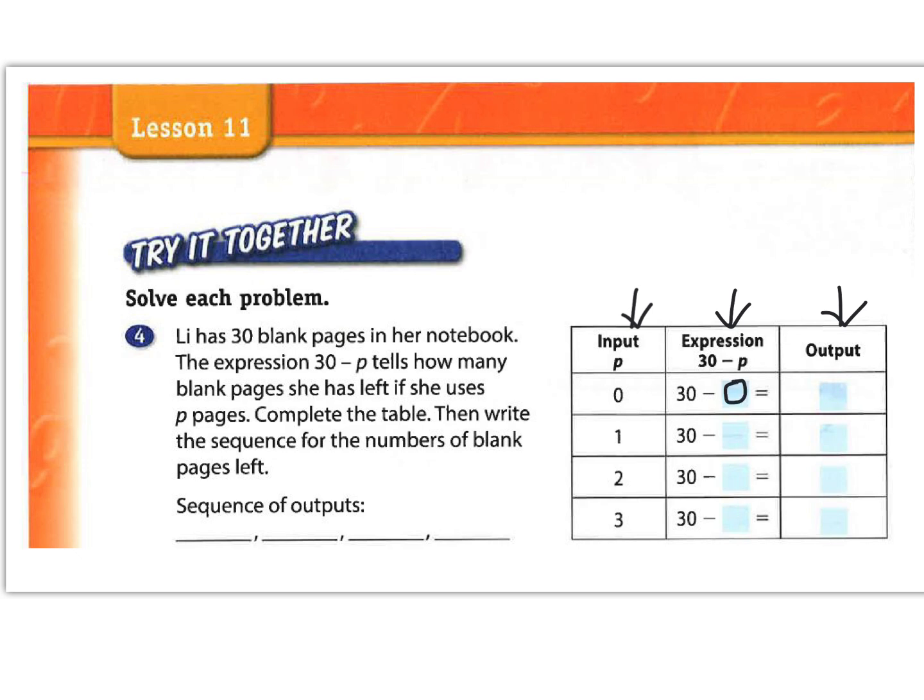So if she uses 0 pages, she still has 30. If she uses 1 page, 30 minus 1, she has 29 pages. If she uses 2 pages, then you do 30 minus 2, which then she has 28 pages left. If she uses 3, 30 minus 3 is 27. So the sequence would be 30, 29, 28, 27. So you can see when you have a sequence, it's following a rule. All we're doing is we're subtracting 1 more each time.